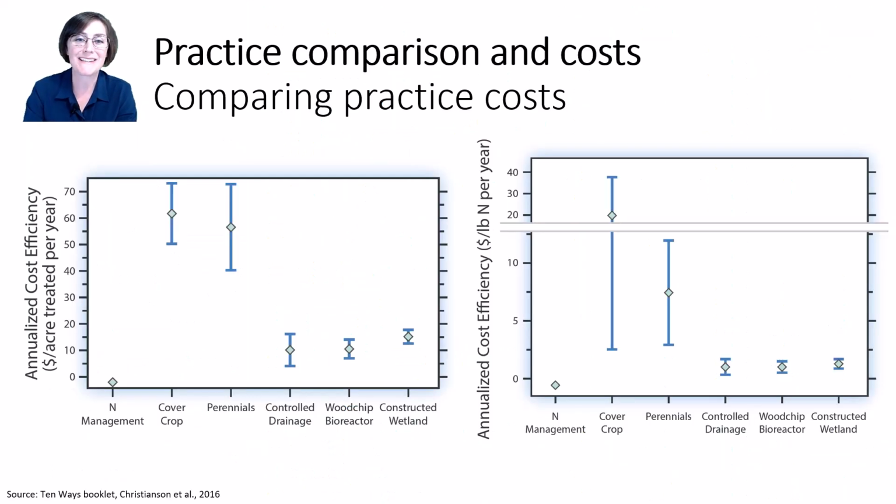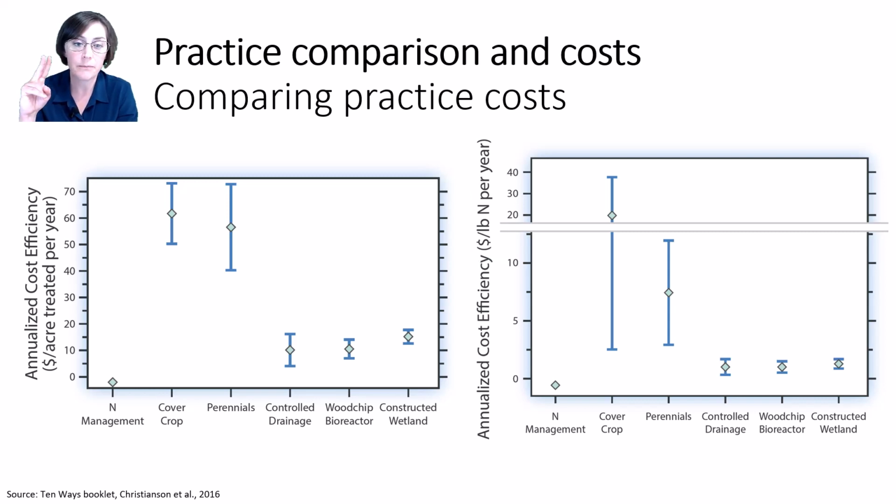To wrap up this lesson, I'm showing graphs of how several practices compare when their costs are all developed in a consistent way using a discounting procedure. The graph on the left shows the equal annualized cost in dollars per acre treated per year, and the graph on the right shows the equal annualized cost in dollars per pound of N treated per year.